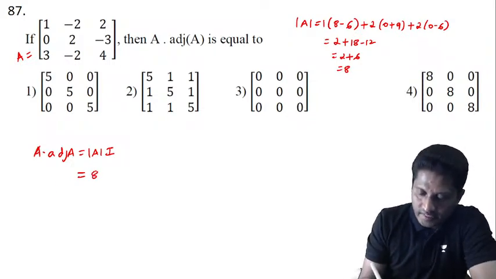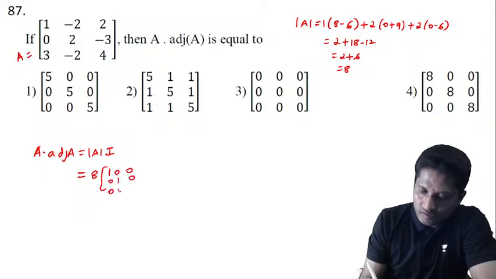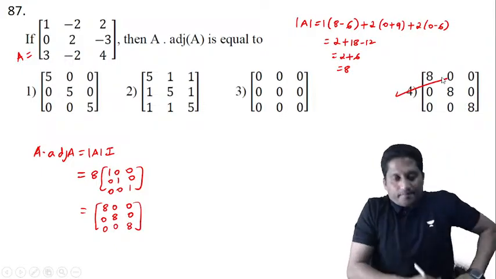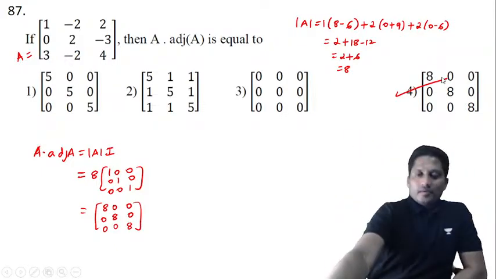So this is 8 into the matrix 1 0 0, 0 1 0, 0 0 1. This is 8 0 0, 0 8 0, 0 0 8. The answer is option D. Right? Question number 88.